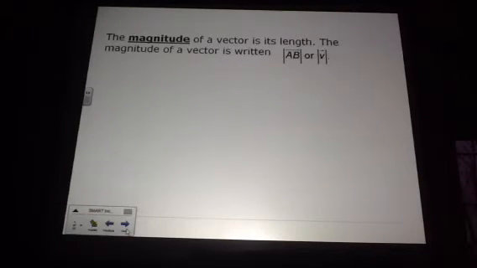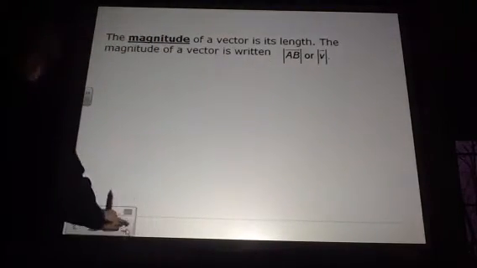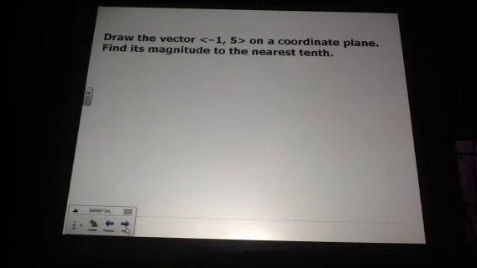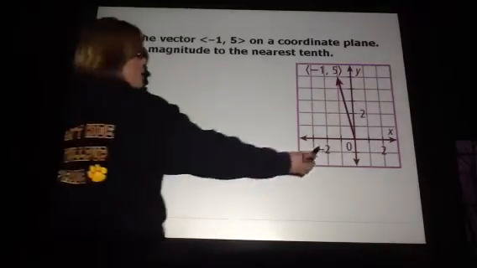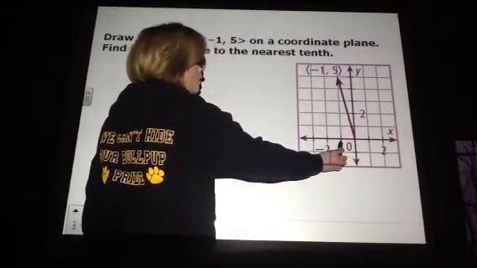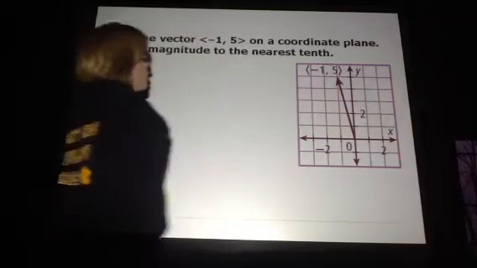All right, the magnitude of a vector is its length. The magnitude of a vector is written with your absolute value symbols and how you write the vector inside. Draw the vector -1, 5 on the coordinate plane. Find its magnitude to the nearest tenth. Okay, so the coordinate plane. Start at the origin, and what we did is we went horizontal, -1, up 5. Initial, terminal point.